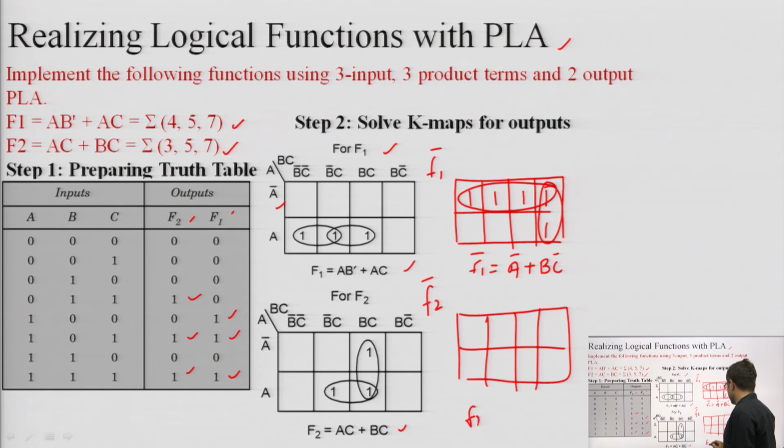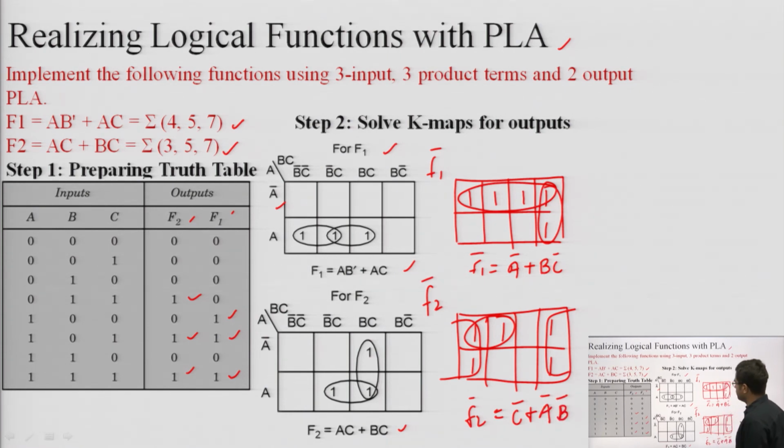Similarly, we have to solve F2 bar. For this, 1s will be here. So for this, I will have this pair and this quad, which converts to C bar plus A bar B bar. So I have to check which arrangement will give me the minimum number of products.